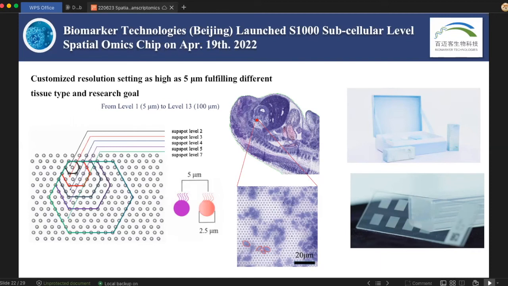What we can also do is that it can be customized. We can look at resolution at different levels. For example, we can cluster several spots together to become a super spot and to achieve levels from 5 micrometer all the way to 100 micrometer.